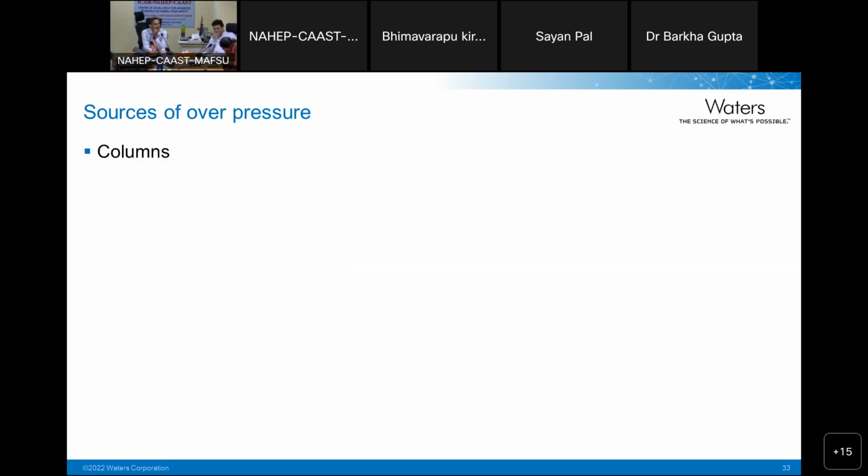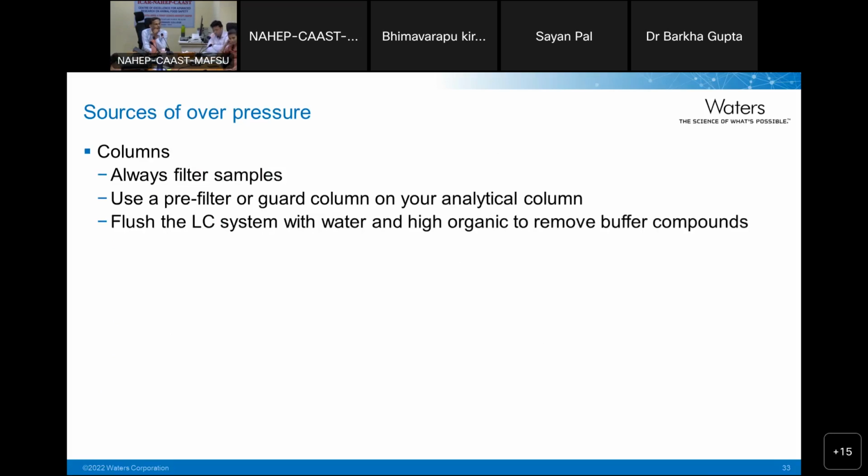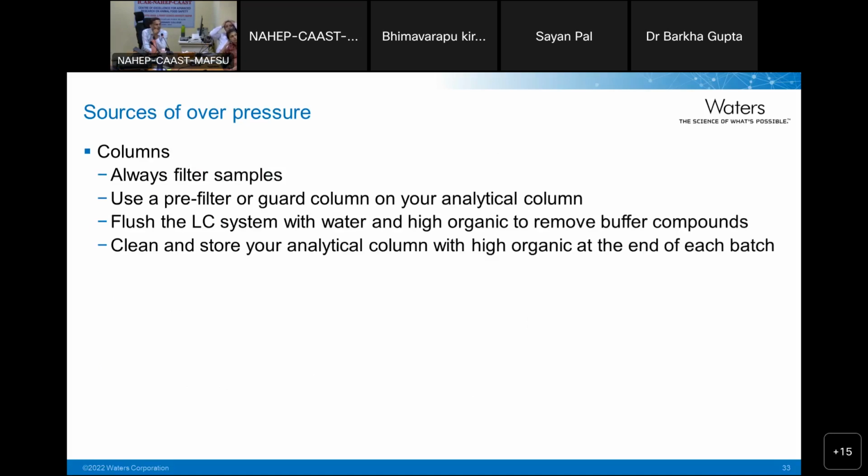Sources of overpressure can be again the column. Always filter samples. Better idea to have a pre-filter or a guard column on your analytical column, so that will ensure your column life is extended. Flush the LC system with water and high organic to remove buffer components. Clean and store your analytical column with high organic at the end of each batch. Use sample diluents that are miscible with the mobile phases.